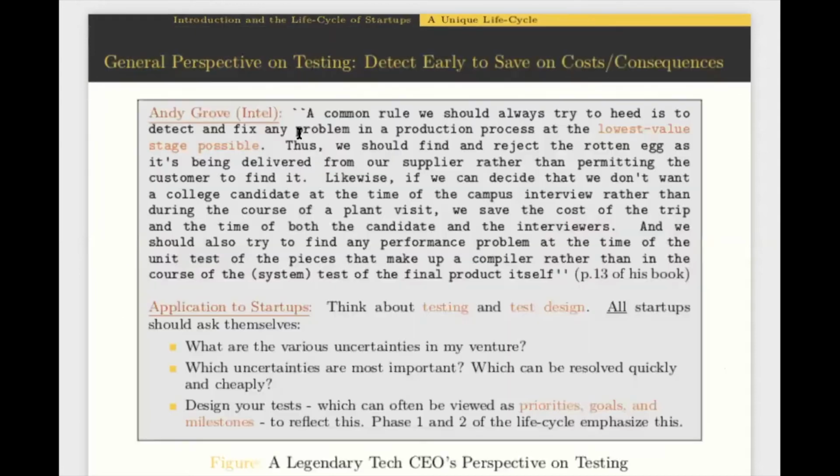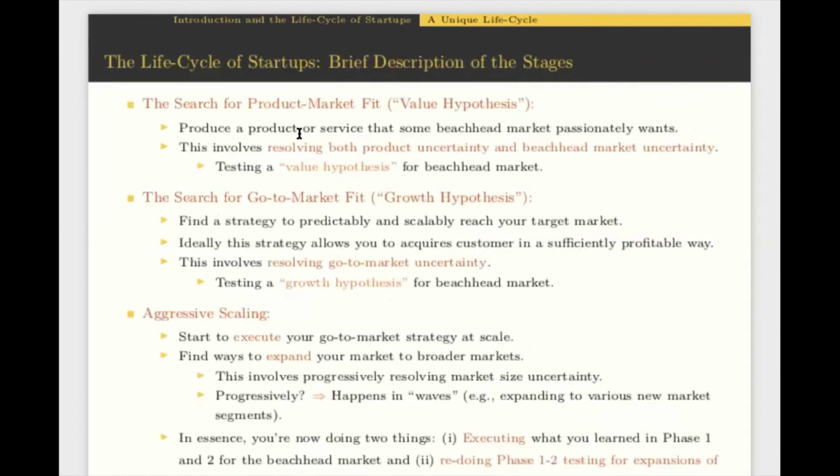So let's think of two hypothetical scenarios, right? Scenario one: let's say you think that it would cost $1 million for you to resolve product market fit, another $4 million to resolve the search for go-to-market fit, and then let's say another $10 million to resolve aggressive scaling. So one option would be to raise the entire $15 million in funding right at the beginning of the project.